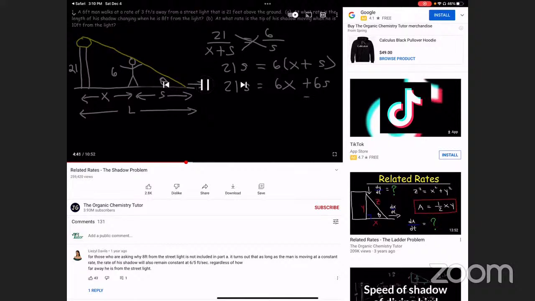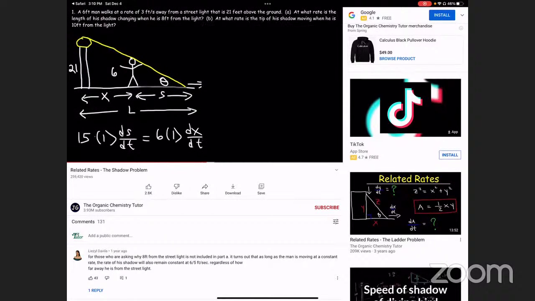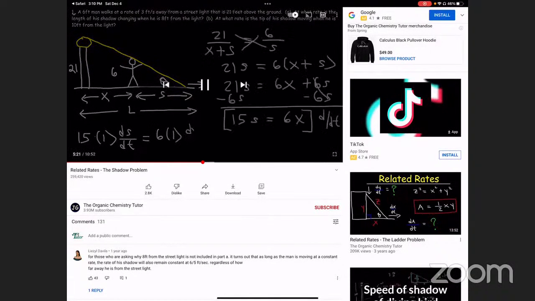Okay, and then he's going to create the next step. At this point, we need to plug in what we have. See what he's doing there? Now, is he calling that positive? Which way is he walking away? Seems like he's walking away from the streetlight. That's going to be one of the things we have to consider, because the way we have it drawn, he's actually walking toward the streetlight.